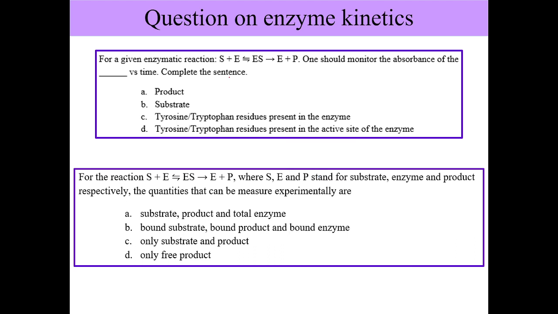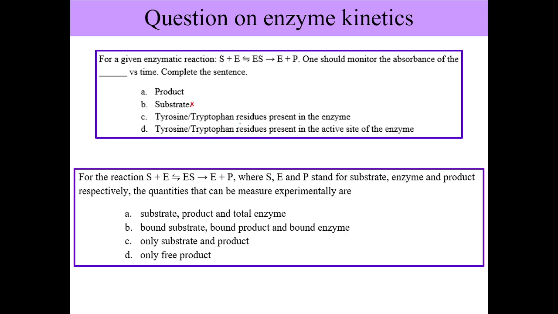Right? So let us try solving it. For a given enzymatic reaction, S plus E gives you ES, that gives you E plus P, you should monitor the absorbance of dash versus time. So complete the sentence. The options are product, substrate. Substrate is going to reduce, so it is not going to be the case.